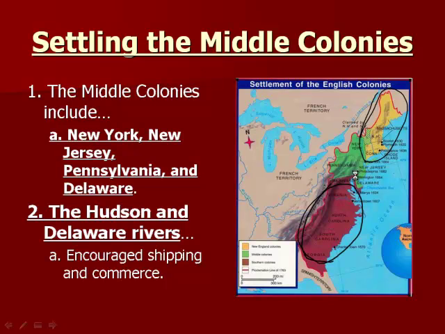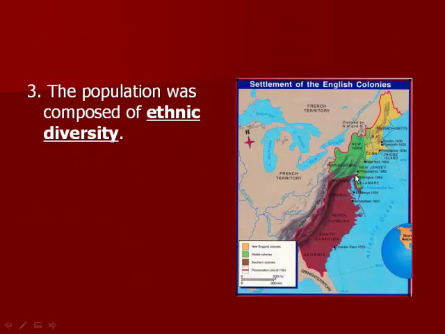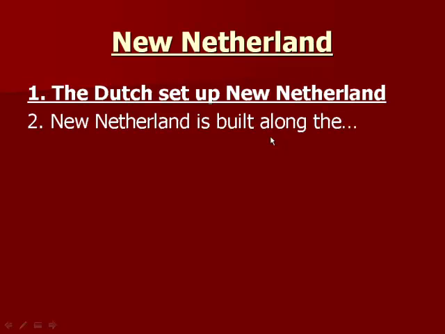Now, the first thing we need to focus on about the Middle Colonies is that it is very ethnically diverse. And ethnic meaning different types of people, different beliefs, different religions, different races, everything. But diversity meaning that there's a lot of different types of people and they all kind of live together. So that's a big thing about the Middle Colonies. It's ethnically diverse. The first one we look at is New Netherland.